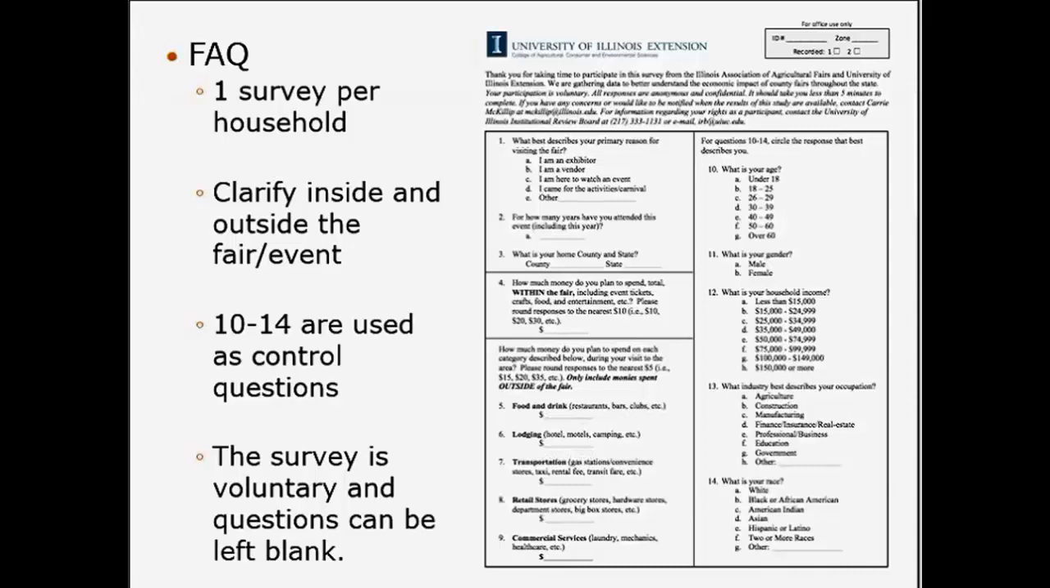The next, we'll go back to the beginning of the survey here. This just asks the type of attendee you are. It's who's visiting the fair. Who are you? Are you an exhibitor? Are you a vendor? Are you there to watch an event such as a rodeo, concert, demolition derby, something like that? Or are you just there to enjoy the activities and carnival of the fair, there to ride the rides and other things like that?